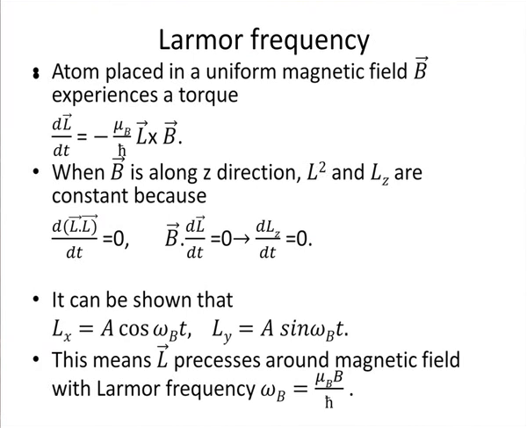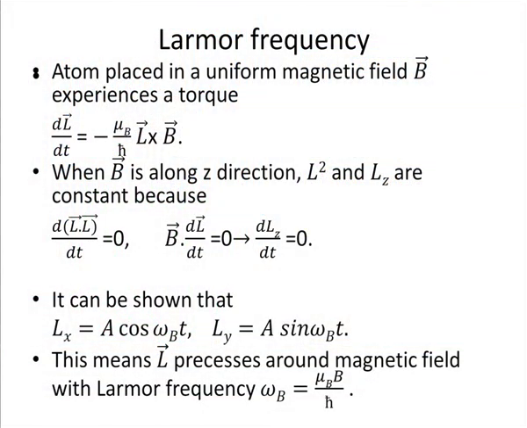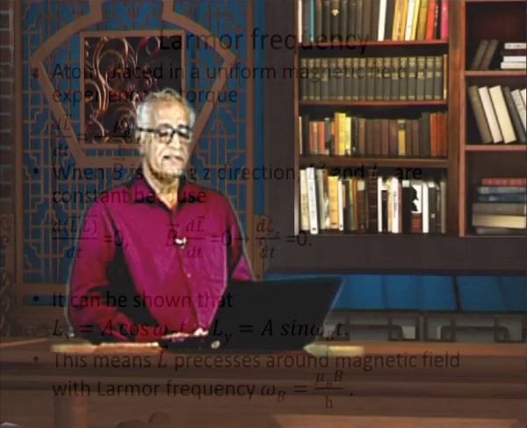Larmor frequency. Now, atom placed in a uniform magnetic field B experiences a torque dL by dt is equal to minus mu B by h bar L cross B. This is the basic definition, that the rate of change of angular momentum is equal to the applied torque. Now, when the B is along z direction, L square and Lz are constant, because you can very easily see that d by dt of L dot L is equal to 0 and B dot dL by dt is equal to 0. It means L square and Lz both are constant.